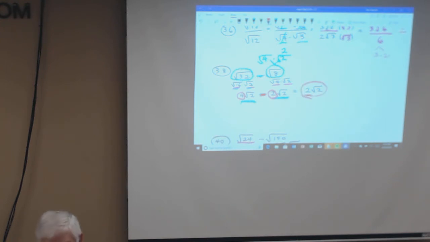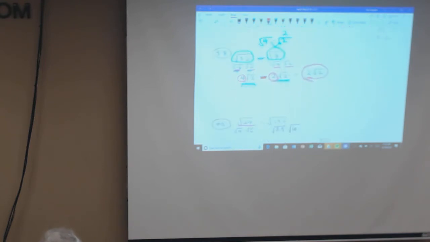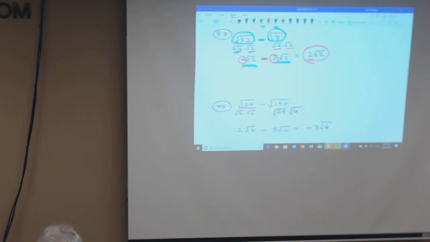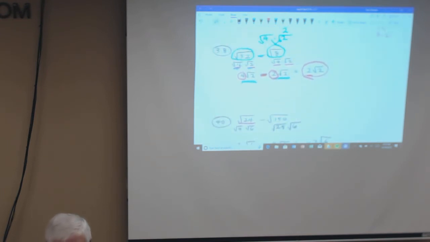So I have to simplify the radical and then do the, what are these numbers, addition or subtraction? Some are addition, some are subtraction, and some are addition and subtraction under a radical. We'll get to some of those. Any questions about 38 before I move on? Did I do something that's making somebody nervous?